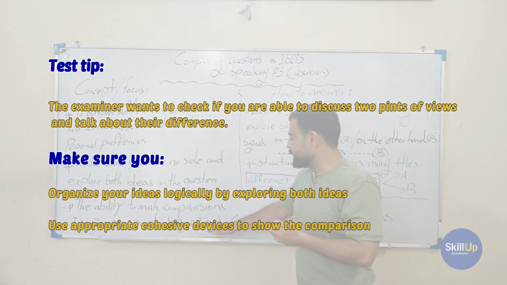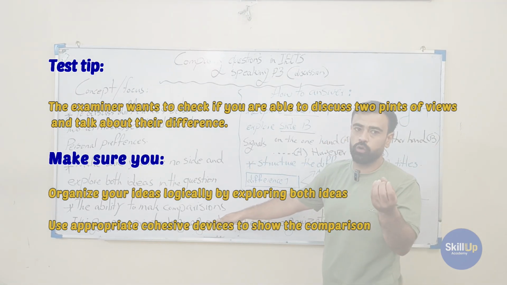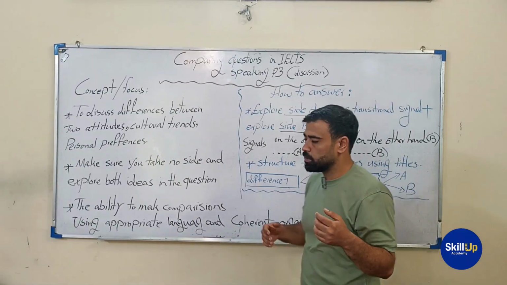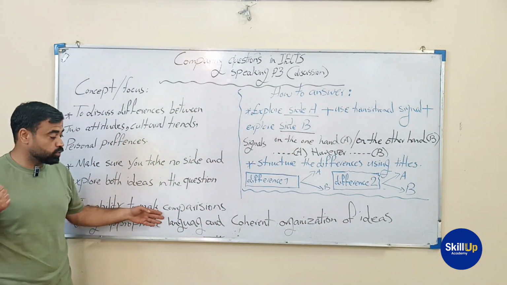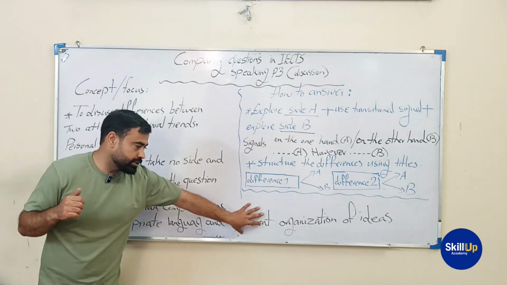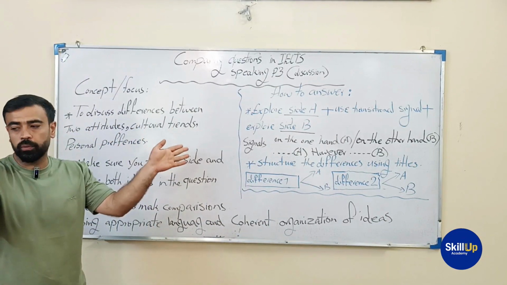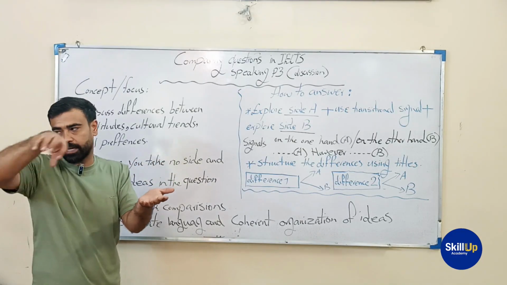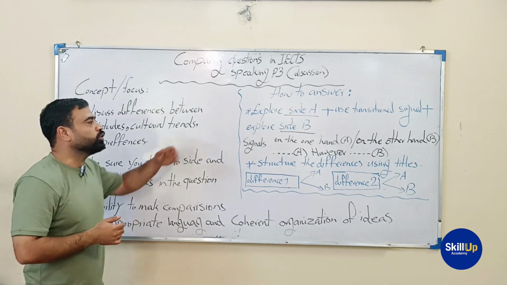The second thing is your appropriate language. Are you able to use appropriate language when you're making comparison? And your coherent organization of ideas. These two things are very important. The first one is appropriate language and the second is a coherent organization of ideas, which is focused on both sides, discusses both sides, not only the first or the second one. So the next thing, how to answer them.